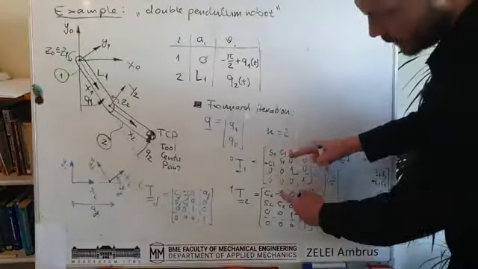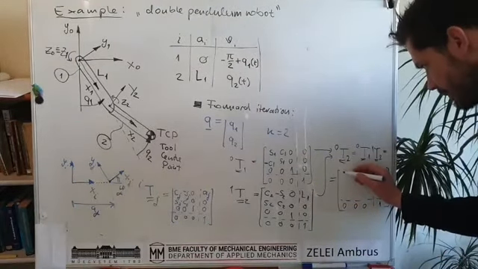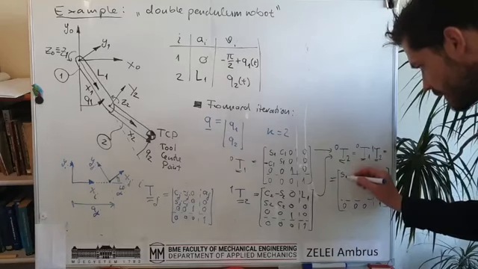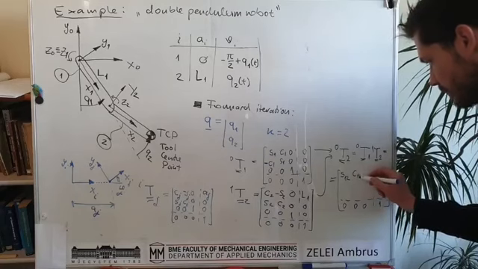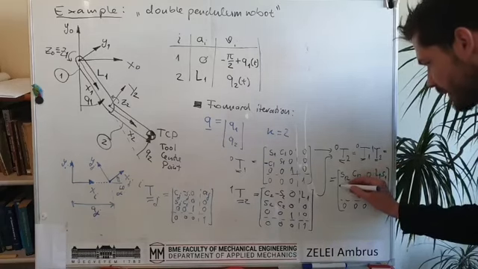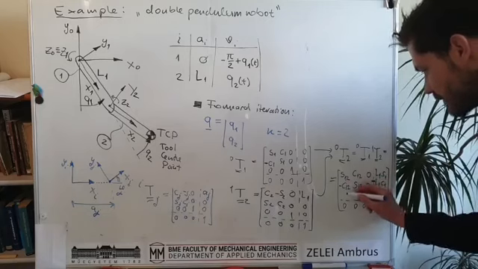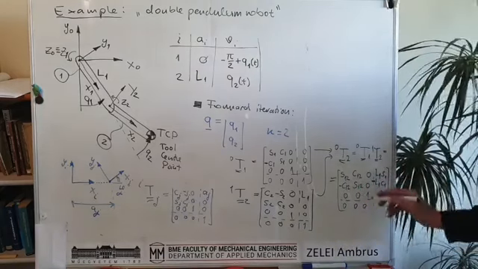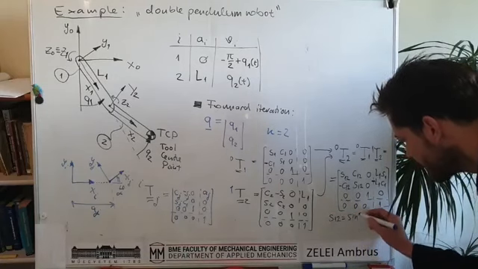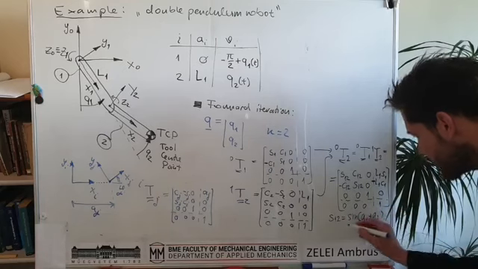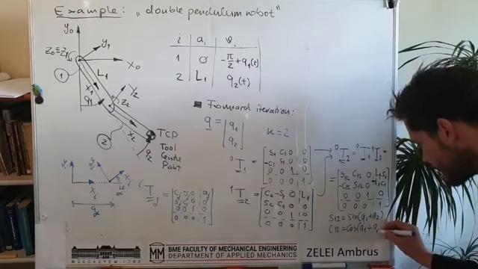And if you multiply these two rotational parts, then it's a bit more complicated how to arrive here, but finally you will obtain sine Q1 plus Q2, cosine Q1 plus Q2, 0, minus cosine Q1 plus Q2, sine Q1 plus Q2, and 0, 0, 0, 1. Okay, so the notation here is that S12 equals sine Q1 plus Q2 and C12 equals cosine Q1 plus Q2.